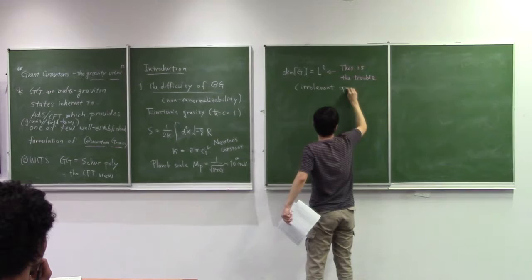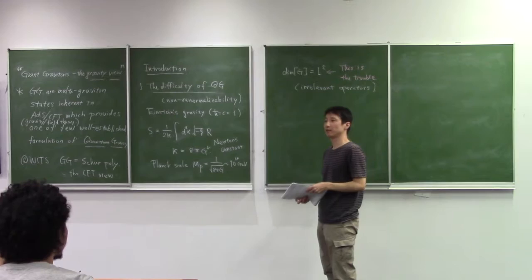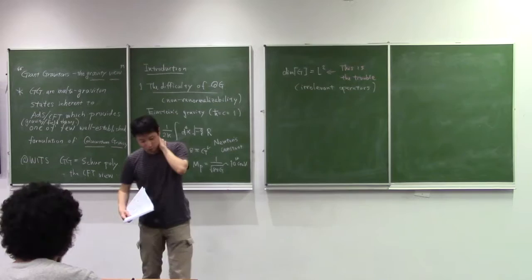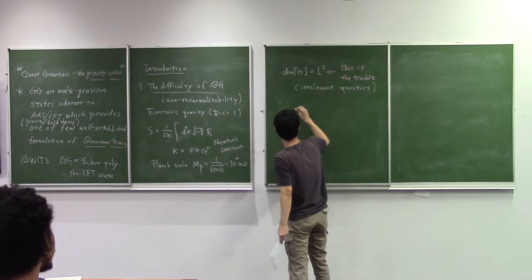So this tells you that there are only irrelevant operators, which is a signal that you can't renormalize this theory. It could be that you can renormalize it, but in a special situation. Okay, so now let's consider perturbation.